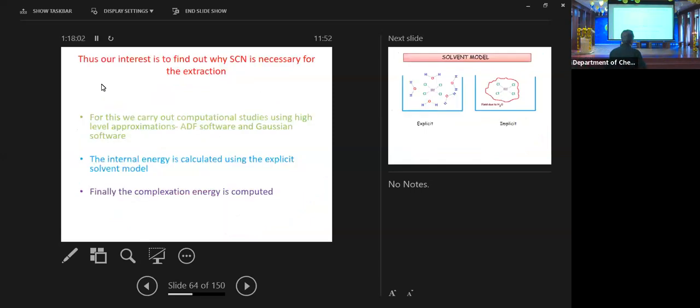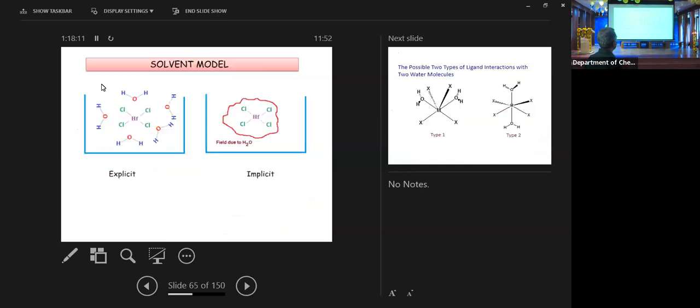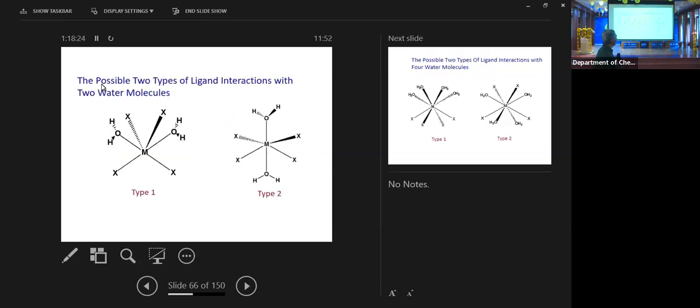We used ADS software, which is nothing different from your Gaussian, and we used the internal energy model of that. Complex energy is calculated, and the solvent molecules you can treat like this. You can have water molecules separately, what we call the explicit solvent model, or you take the field, which is called implicit. This is just the simpler one. Here we found, yeah.